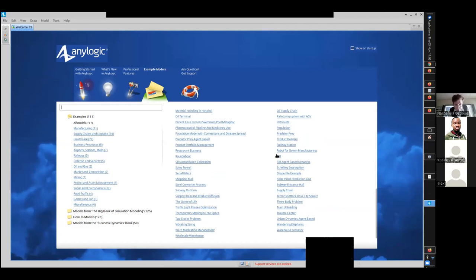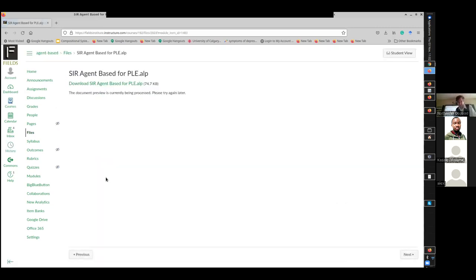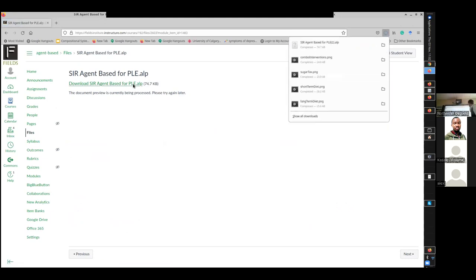It's called SIR. I remember there's a version of it posted on the website for PLE. It's the very first model I posted for this class. You can see it there: SIR agent based for PLE. Let's go download that and we'll sidestep some issues. Okay, so there we are. We're going to download it. We're going to go load it in, okay?